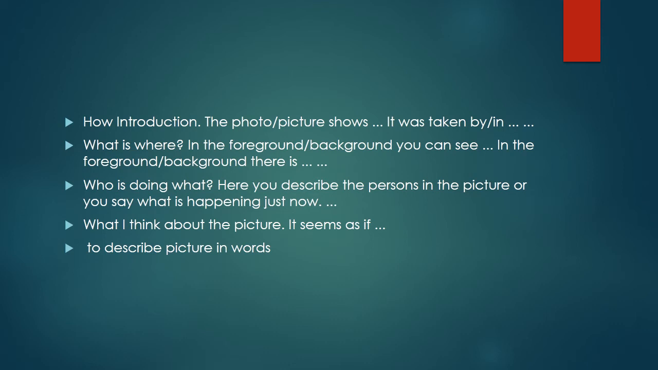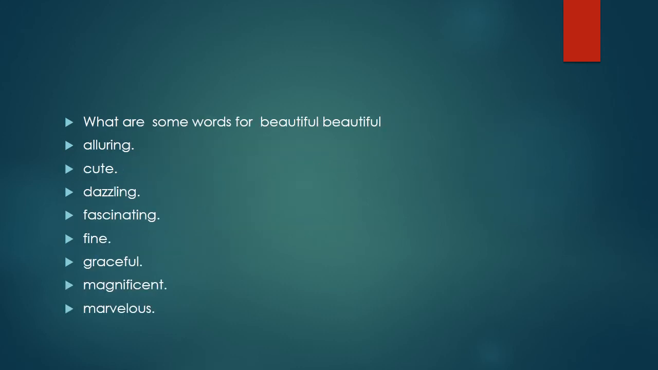Who is doing what? Here you describe the persons in the picture, or you say what is happening just now. You can say what the persons are doing, while they are bowling or batting, etc. You have to mention the person, what they are doing, and what I think about the picture. As soon as you get the picture, what you think, it can go into your childhood memories, it can be you think of your past. So you have to describe it in the picture.